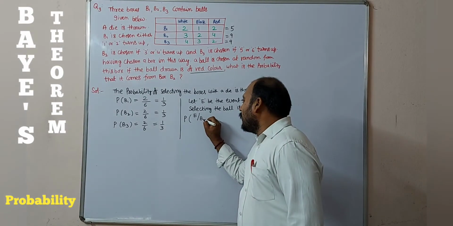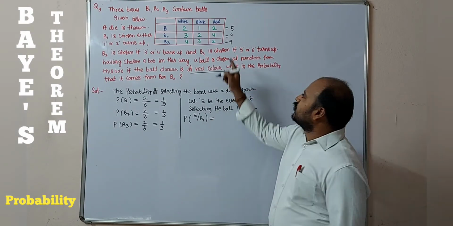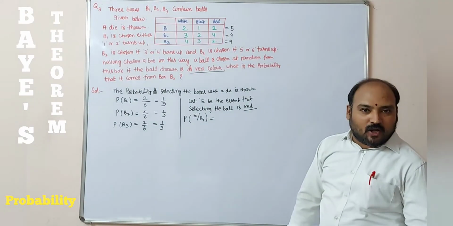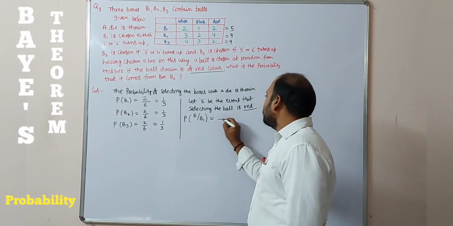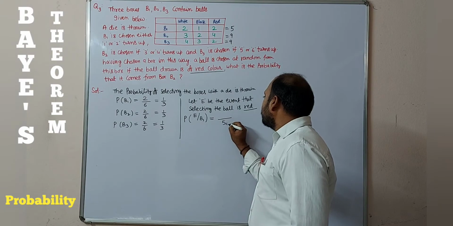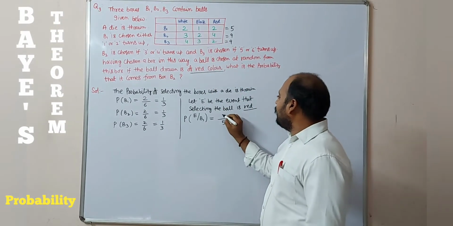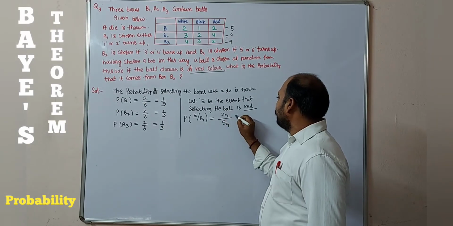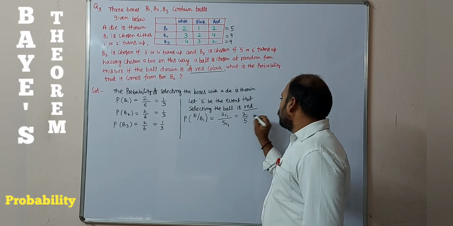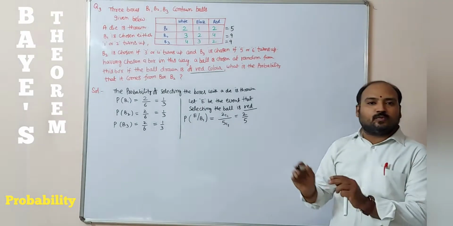From box 1, in box 1 how many balls are there in total? 5 balls are there. One ball we can select in 5C1 ways. How many red balls are there? 2 red balls are there. From that we can select 1 in 2C1 ways. So 2 by 5. So P of E given B1 is 2 by 5.